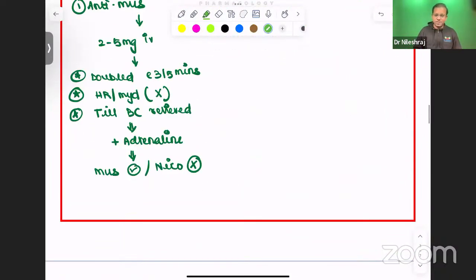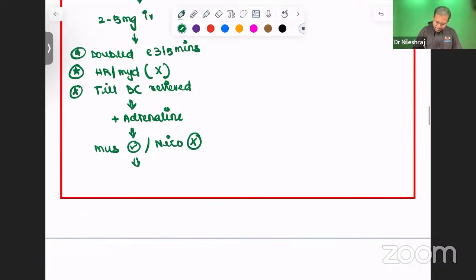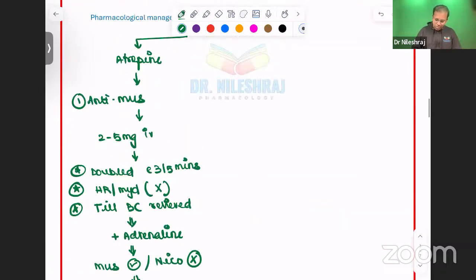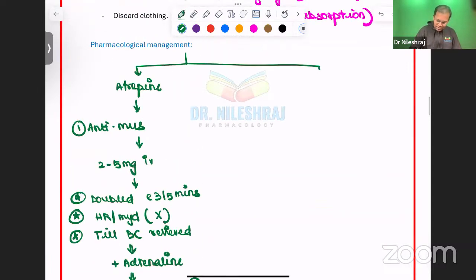As atropine is purely an anti-muscarinic drug, we can produce reversal of muscarinic symptoms, but nicotinic symptoms will not be relieved. This is currently the drug of choice. This is currently the treatment of choice for organophosphorus compounds and carbamates poisoning. But let's talk about the most important one here, and that is oximes.